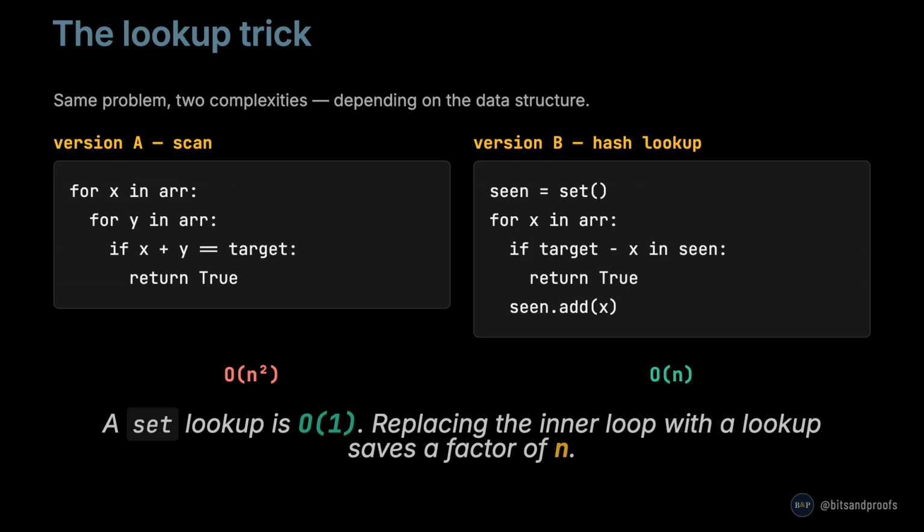This is the single most useful pattern in interview problems and in production code. Whenever you find yourself writing a nested loop to search inside another loop, ask, could a hash do this instead? Almost always, yes.